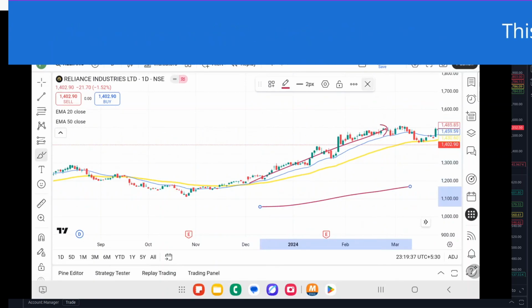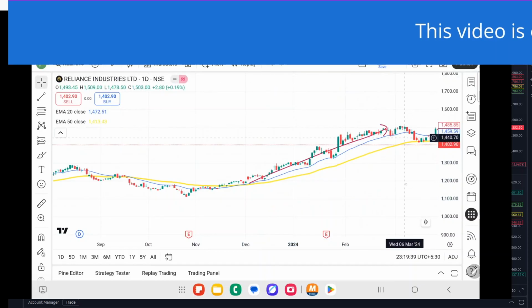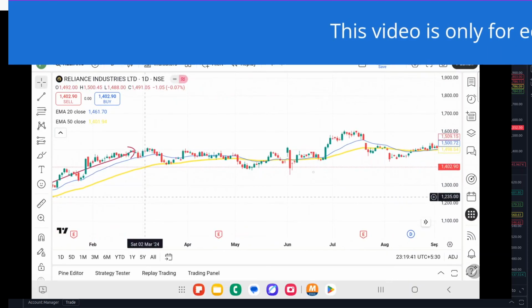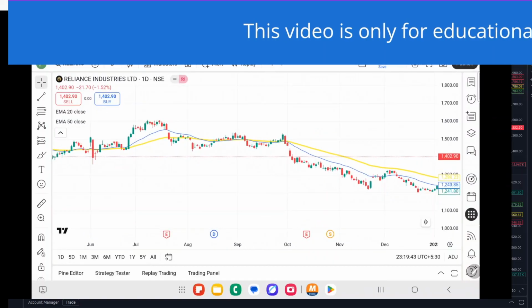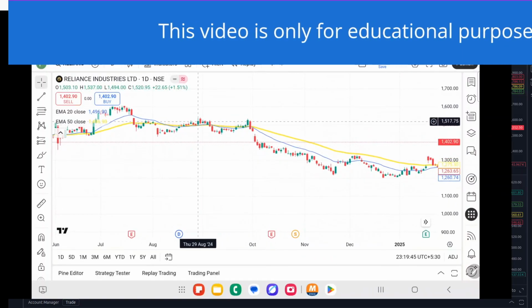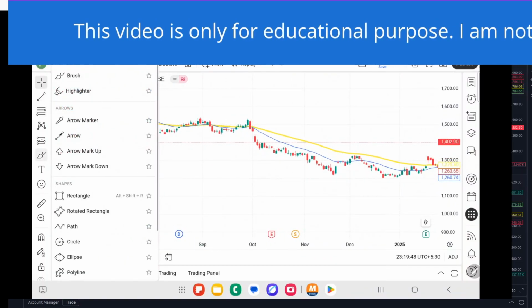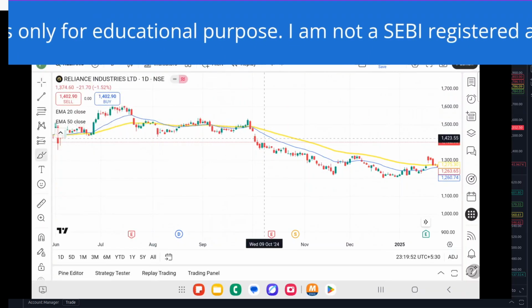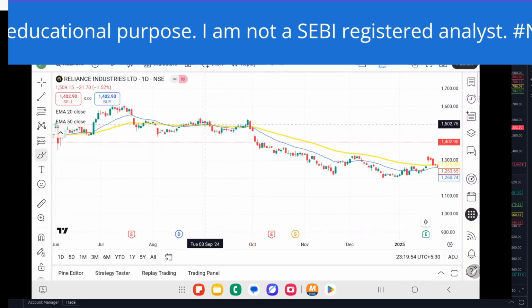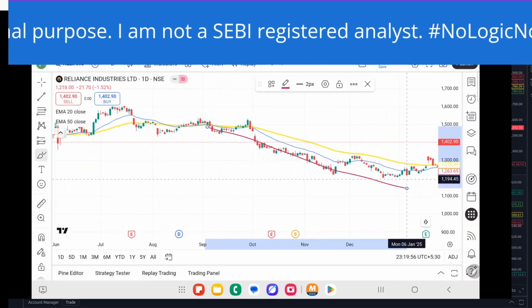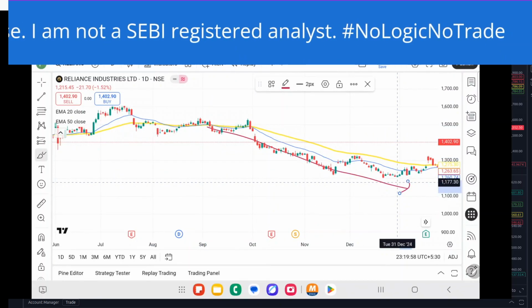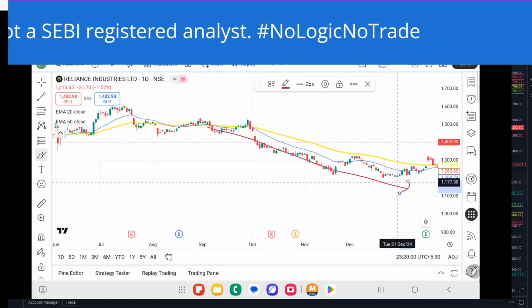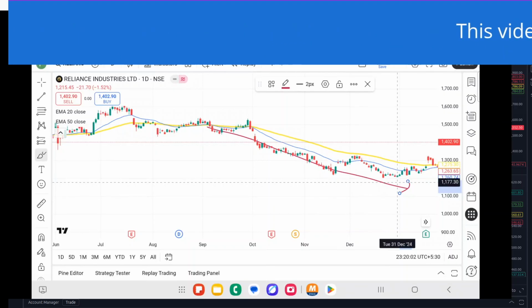And when the price moves below EMA 20 and EMA 20 moves below EMA 50, we see that the stock goes into a complete downtrend. So you can similarly add EMA 100 and study your particular stocks.